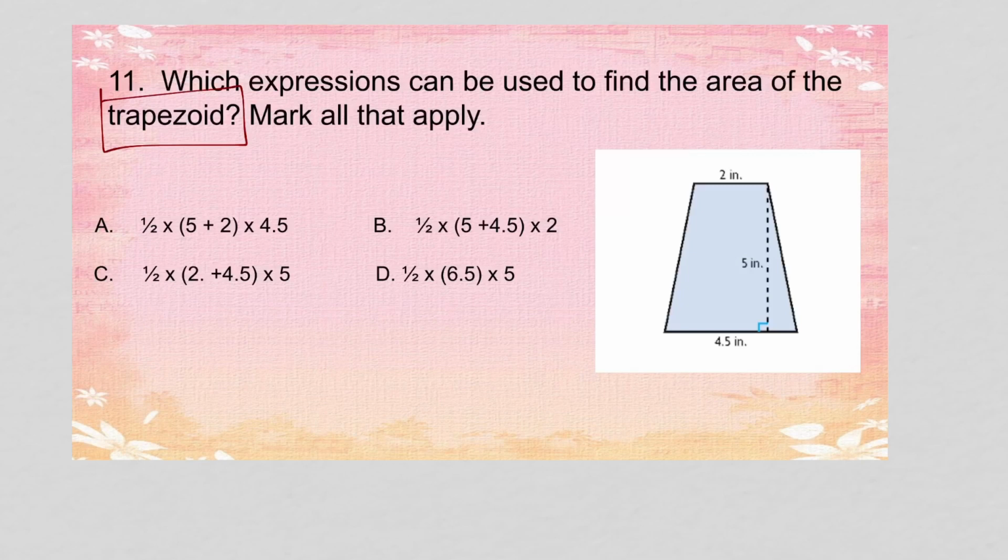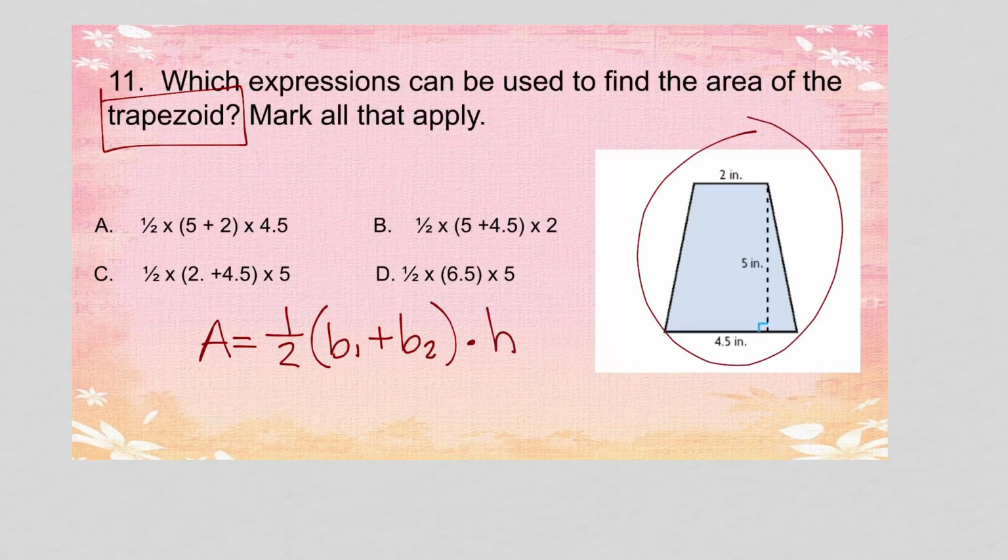Okay, so I'm going to hurry and write the formula. A equals 1/2 base 1 plus base 2 times h. And then I'm just going to hurry and plug in these numbers over here. So I'm going to say area equals 1/2. What's my base 1? 4.5 plus 2 times h. And that's really as far as I have to go for a minute.